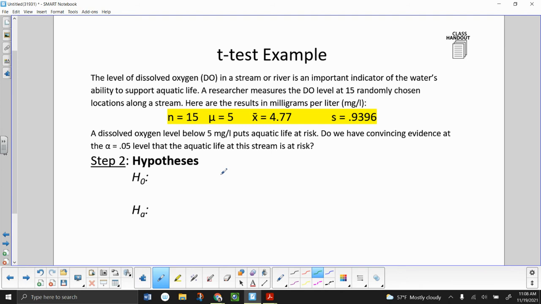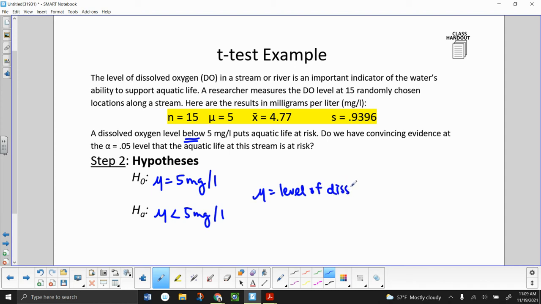Okay. So now let's state our hypotheses. So there's a one sample mean problem. So mu is equal to 5 milligrams per liter. And then the alternative says a dissolved oxygen level below 5, so mu is less than 5 milligrams per liter, where mu is the level of dissolved oxygen in the stream, or the mean level of dissolved oxygen in the stream.